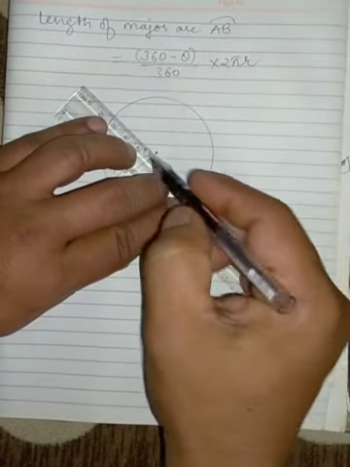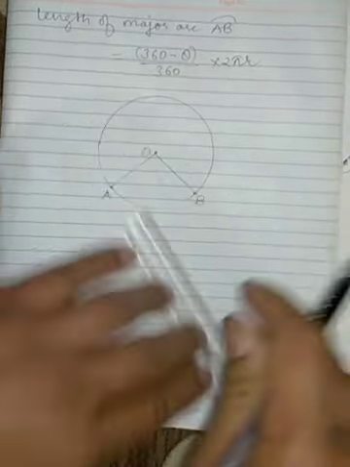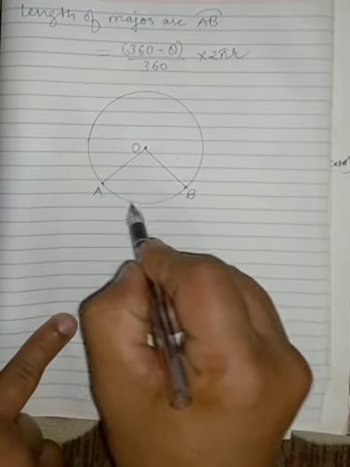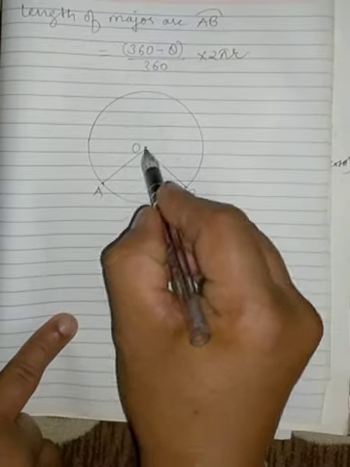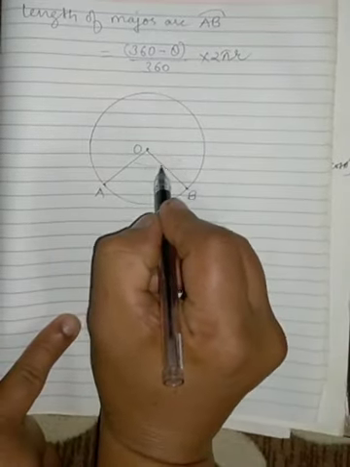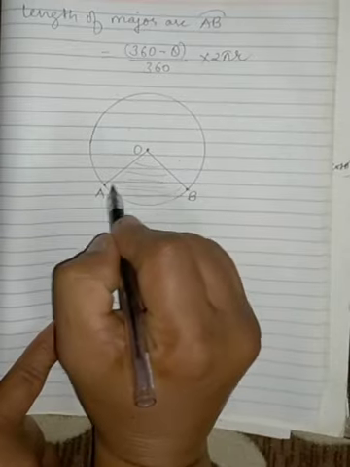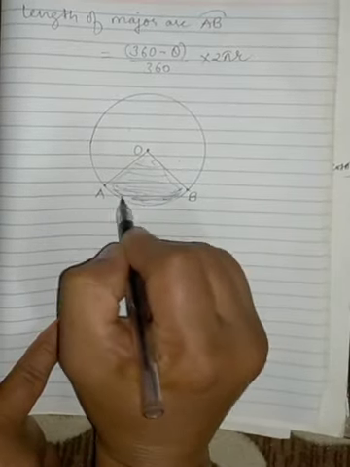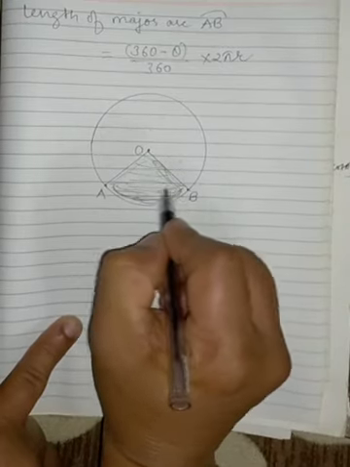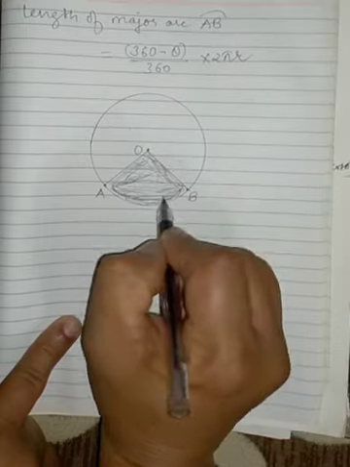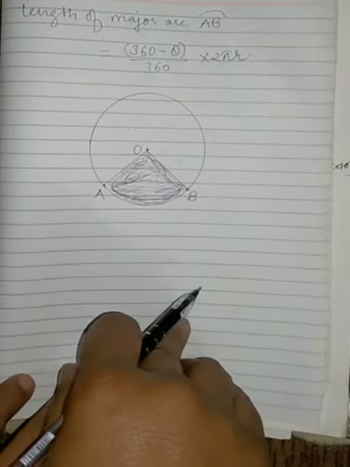this AB with its arc and the two lengths AO and BO, this has covered this part of the circle. So this part is called the sector of circle. This is a sector.